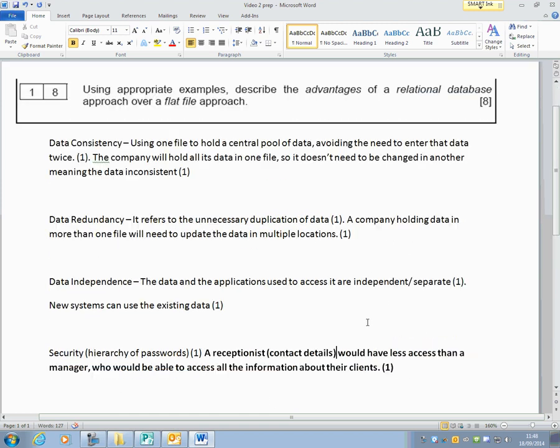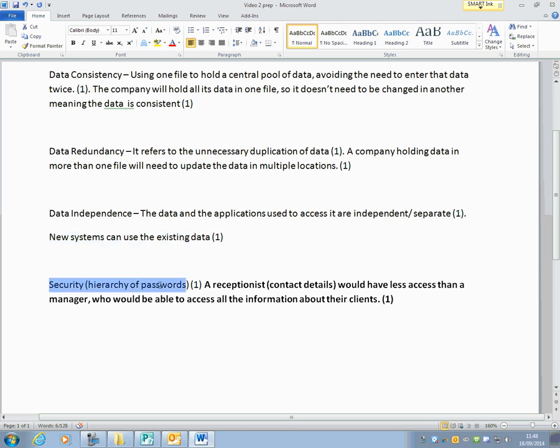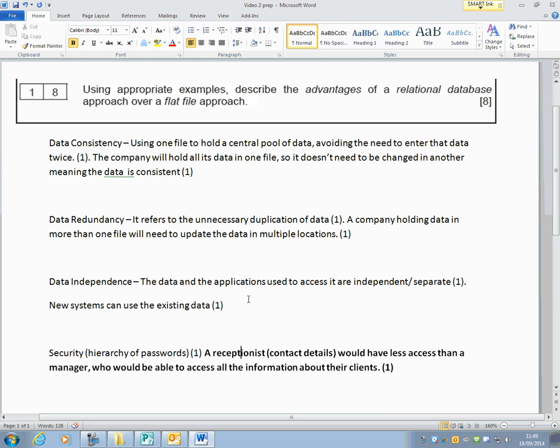So straight away you can see where you're getting the marks. You get 1 mark for that definition of data consistency, and then you're talking about the fact that if you hold it all in one file, you don't need to change it. It is consistent. And then data redundancy, again, given the definition and given your example. Data independence, you're talking about the fact if you introduce a new piece of software, that data can go straight into it. And then security and hierarchy of passwords, give an example of 2 different levels of staff and what access they would have. So there is your finished answer.